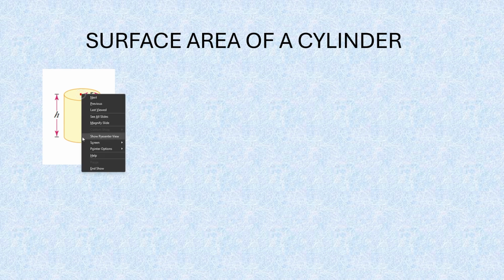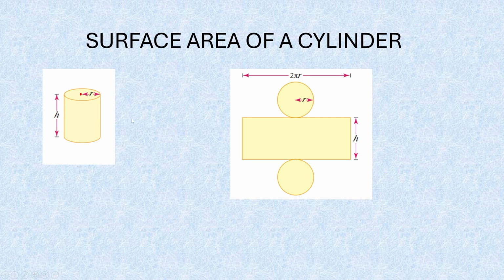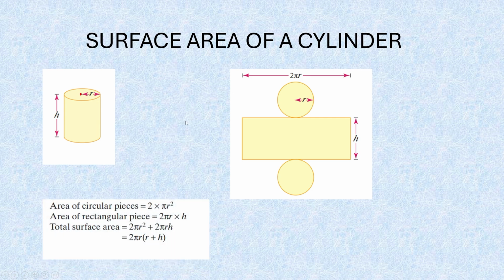This is the height of the cylinder and this is the radius of the circular region of the cylinder. Now what we'll do, we'll convert this. You can picture the diagram over here and we can rearrange this diagram into this. We have just opened the curved surface area of the cylinder and assembled it like this.